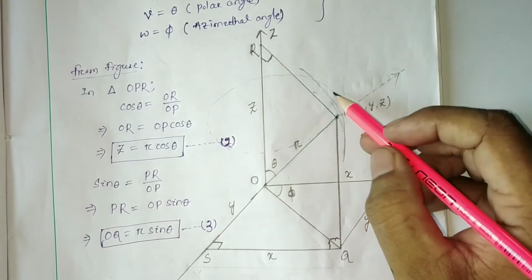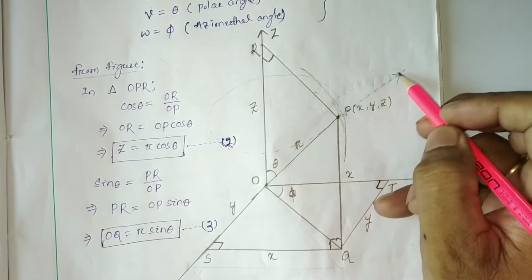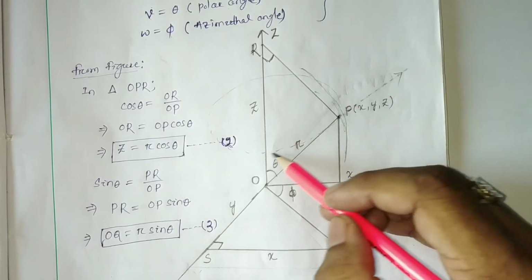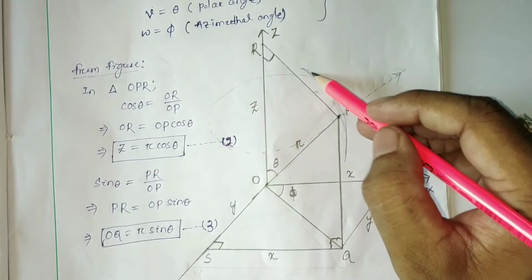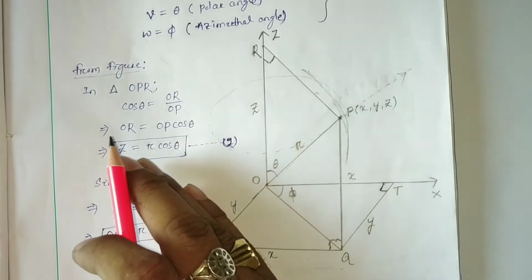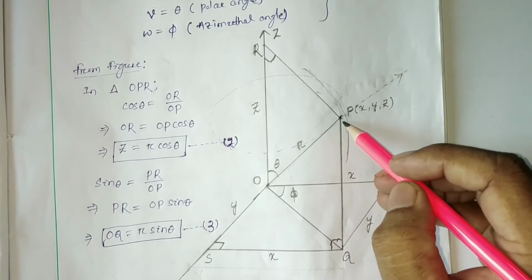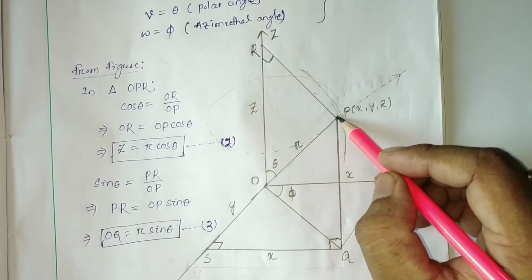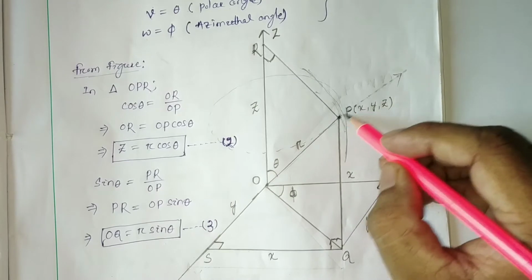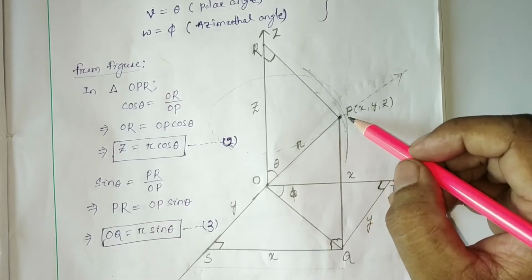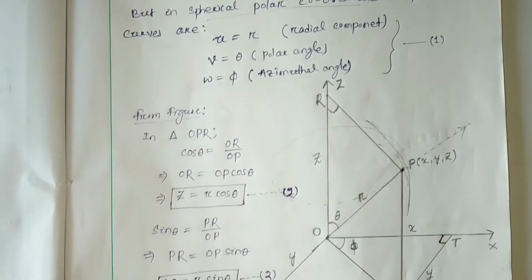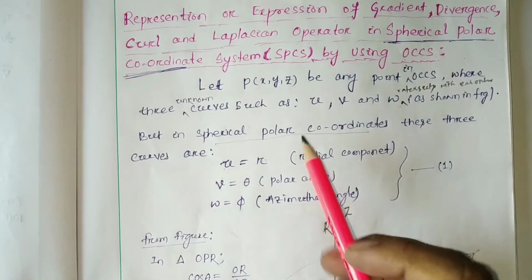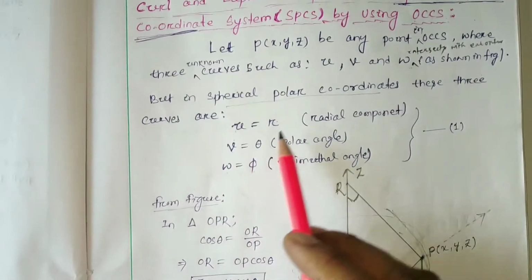These r, theta, phi curves intersect with each other at this point P, due to the intersection of this r curve, which is a line, and the azimuthal angle curve, and this curve. We discussed this in detail. So these three curves meet together at point P, and the unit vectors are normal to each other. Hence SPCS is also called an orthogonal curvilinear coordinate system. Okay, so the same thing is written here.